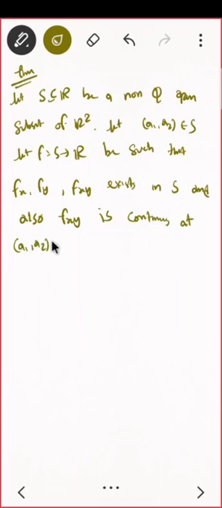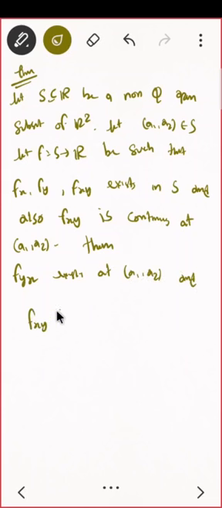Okay, then fyx exists at (E1, E2), and fxy at (E1, E2) will be the same as fyx at (E1, E2). This is what you are supposed to prove. Now look at what you are given: fx, fy, fxy exist, and one more extra condition is that fxy is continuous. Then first you have to prove that fyx exists, and then next you have to prove that they are equal. Correct.